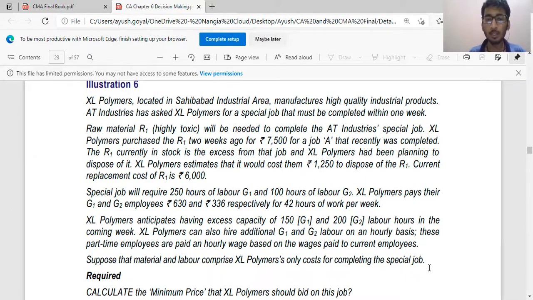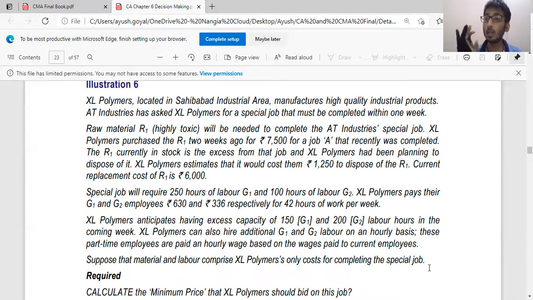But see, for G1, I require 250 hours and I have only 150 hours of G1. It is not given that G2 labor can be replaced with G1, there might be some speciality. So you cannot say that excess G2 can be used for G1, unless it is given in the question. So for G1, I require 100 more labor hours, and for G2, I have sufficient labor hours. So what would be my relevant cost of labor? It would be only the cost for G1, nothing for G2.